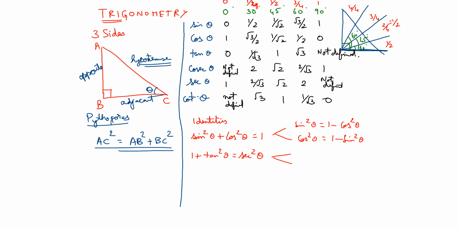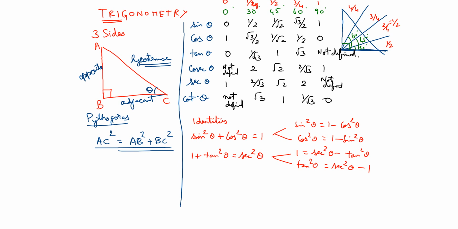Next, 1 plus tan square theta equal to secant square theta. Again 2 can be derived. 1 is equal to secant square theta minus tan square theta. Tan square theta is equal to secant square theta minus 1.